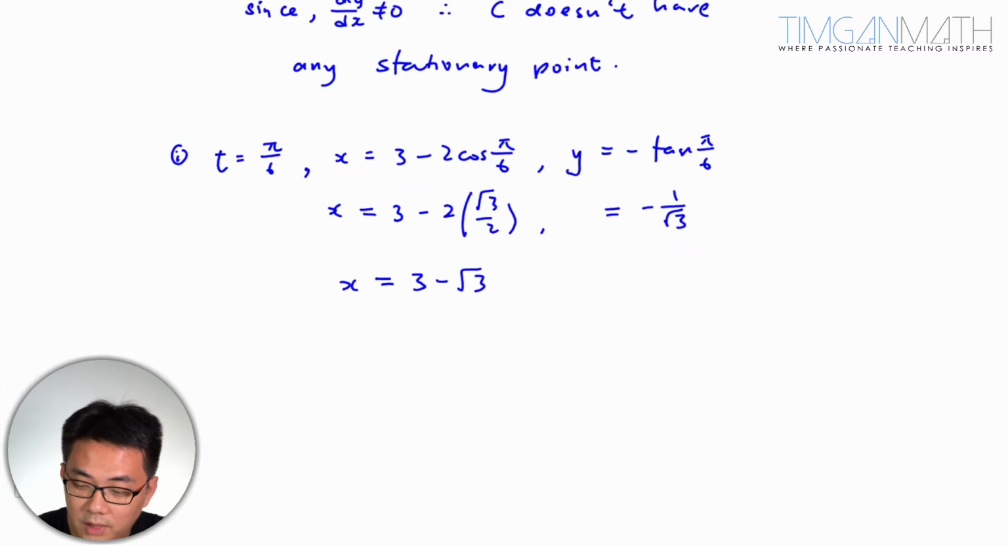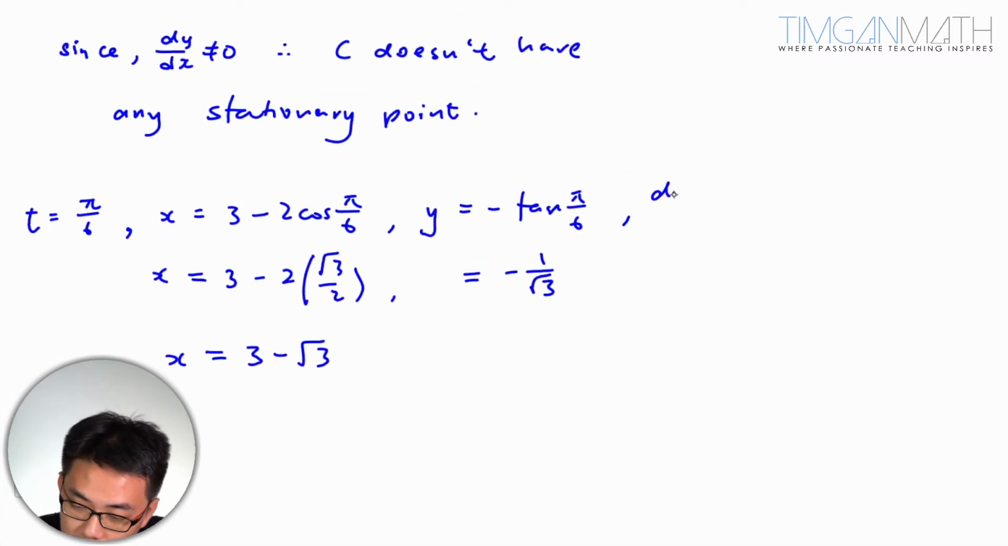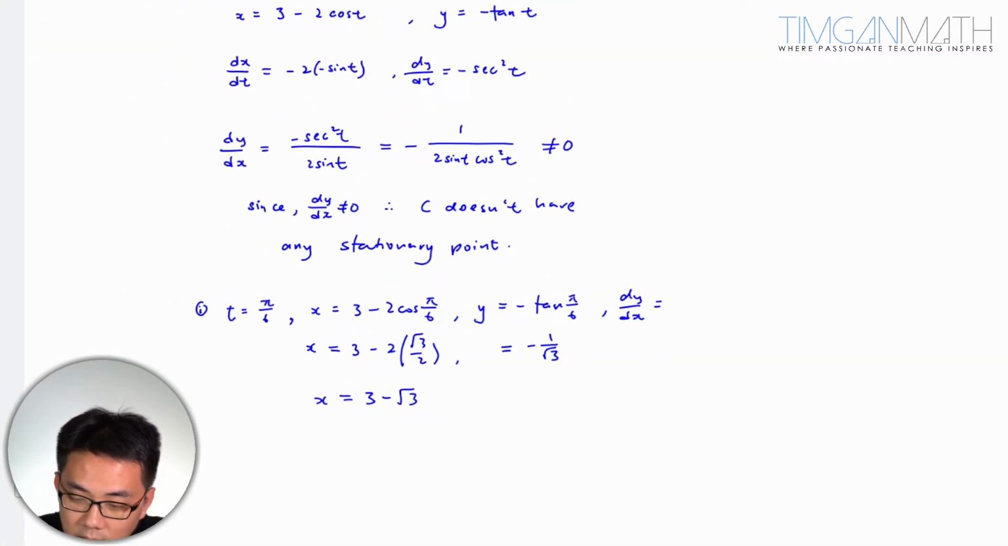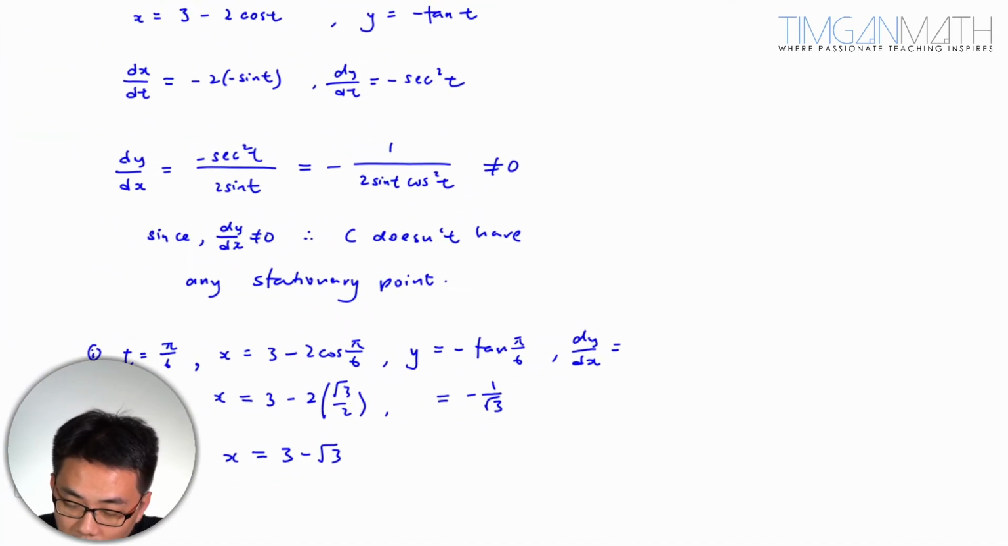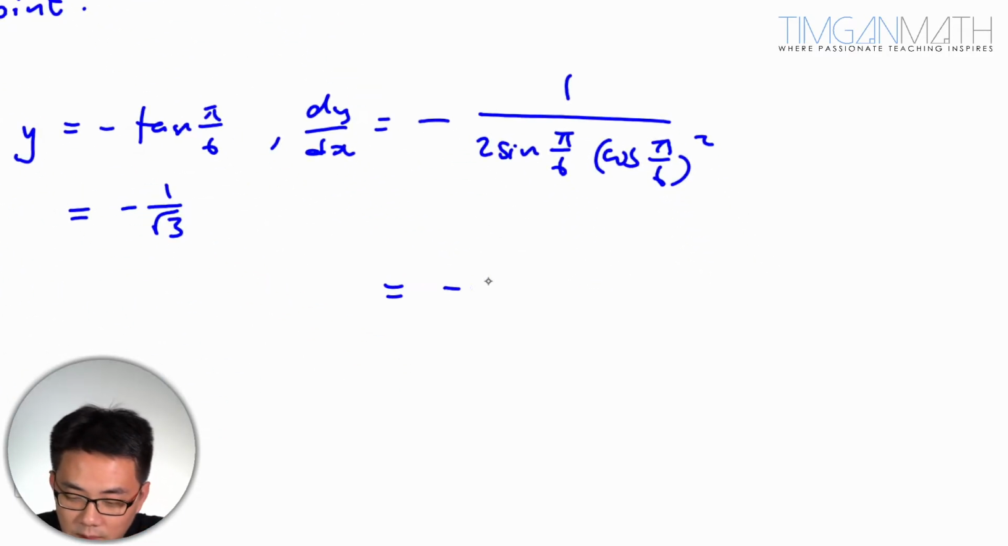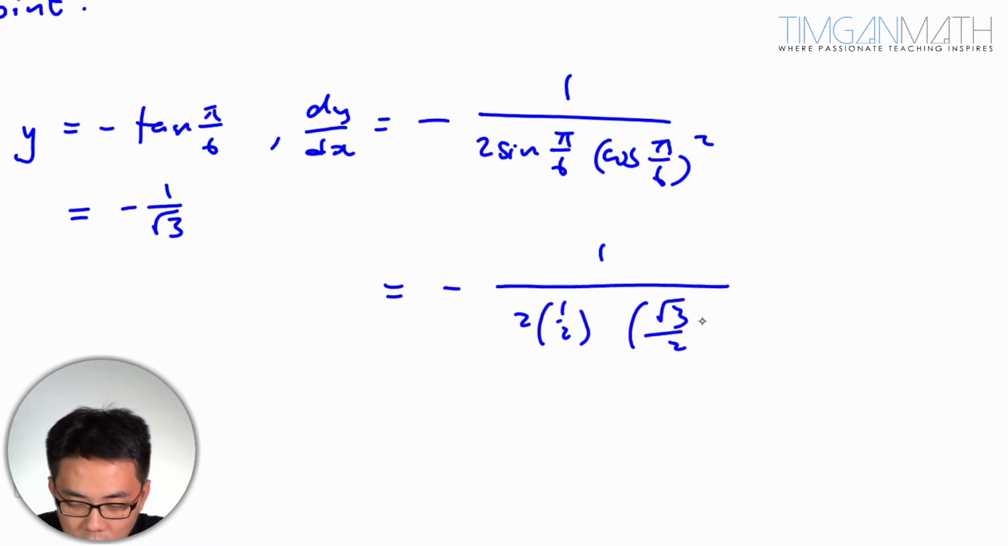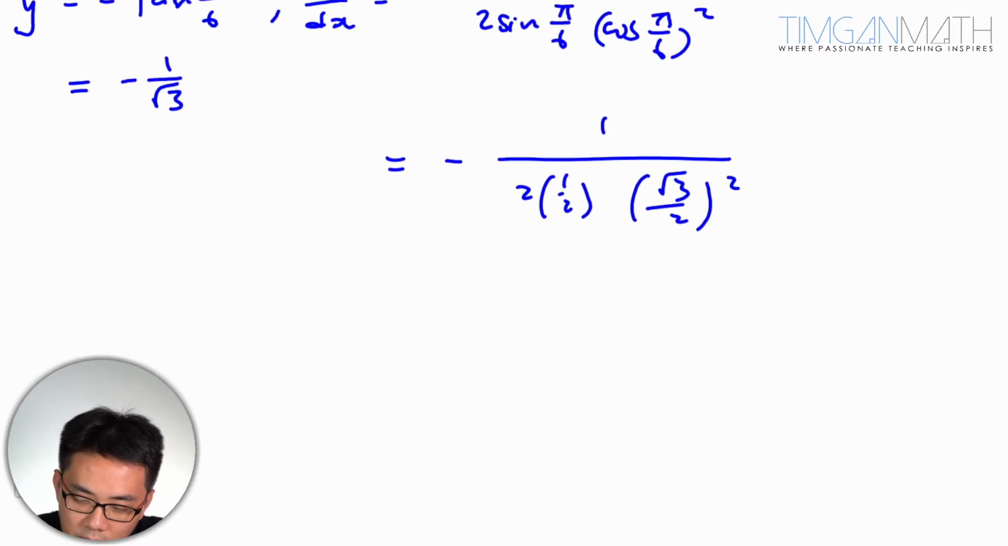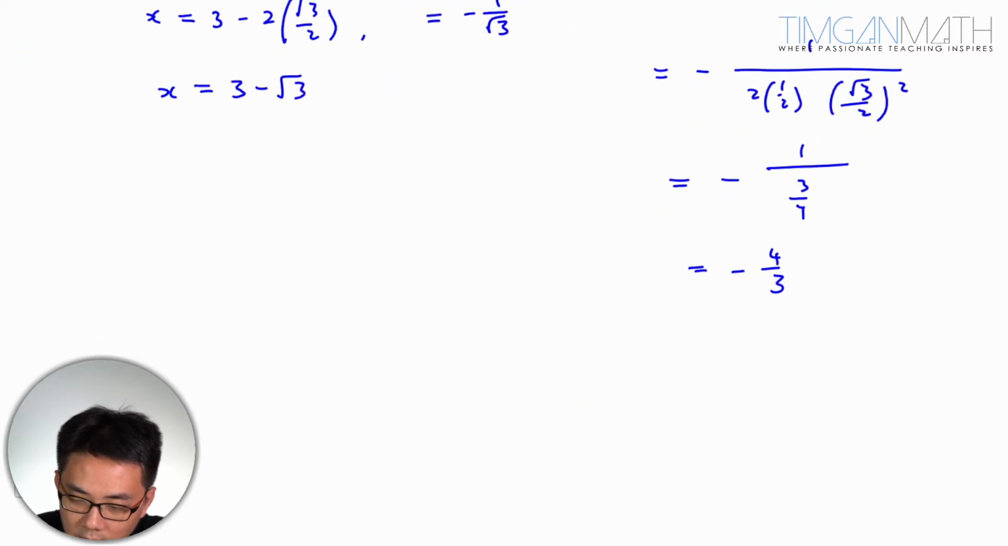So this is done already, and you know that dy/dx is the gradient of the tangent, which will be negative 1 over 2 sine pi over 6 and cosine pi over 6 square. Sine pi over 6 will be half, and cosine pi over 6 is root 3 over 2, squared is 3 quarters. So this will be 1 over 3 quarters, which is negative 4 over 3.